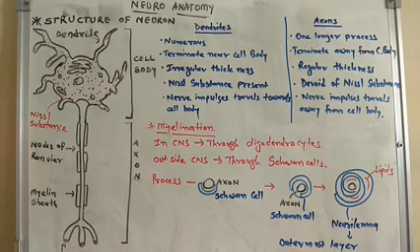The neuron is comprised of the cell body and the processes which are arising from the cell body. These processes are known as neurites. These neurites can be classified into two types. One are the dendrites and the other are the axons.